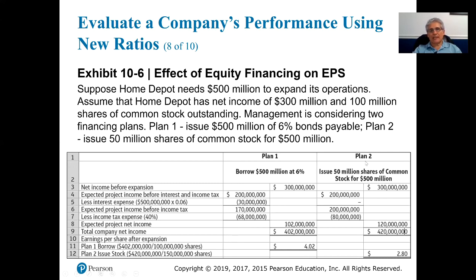The EPS under Plan 2, though, is higher income, but we have a significant more number of shares outstanding, 150 million shares. So therefore, our earnings per share is going to drop to $2.80. So naturally, management might be inclined to go with Plan 1 to borrow the funds and end up with a higher EPS as a result.